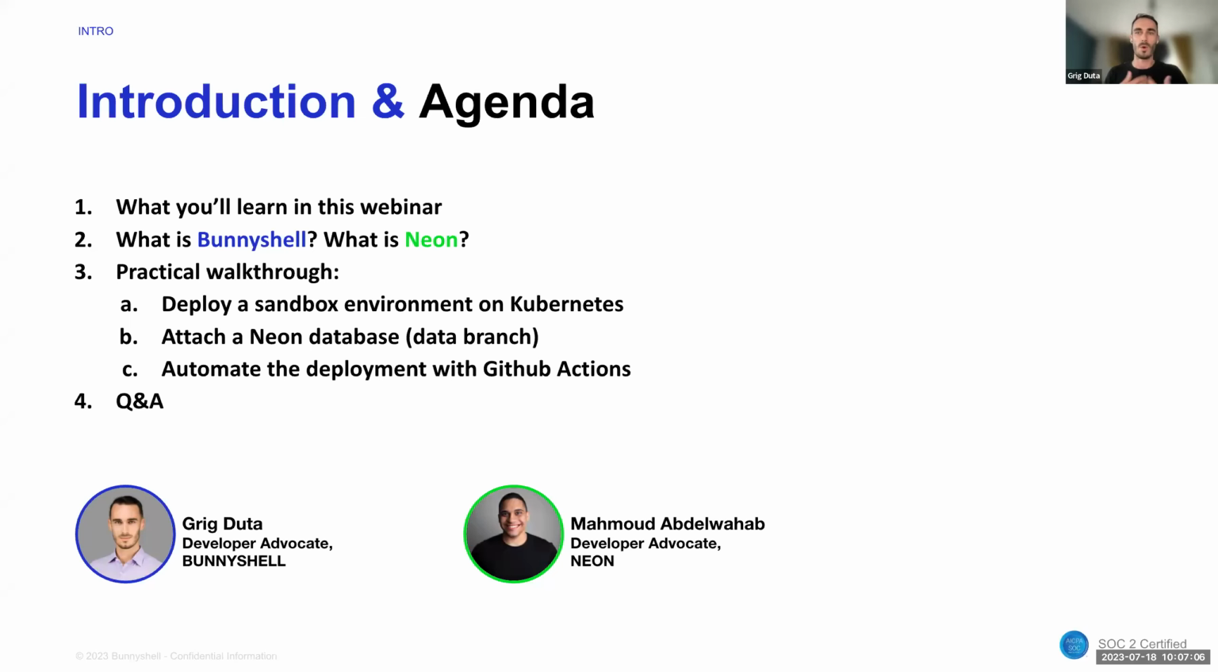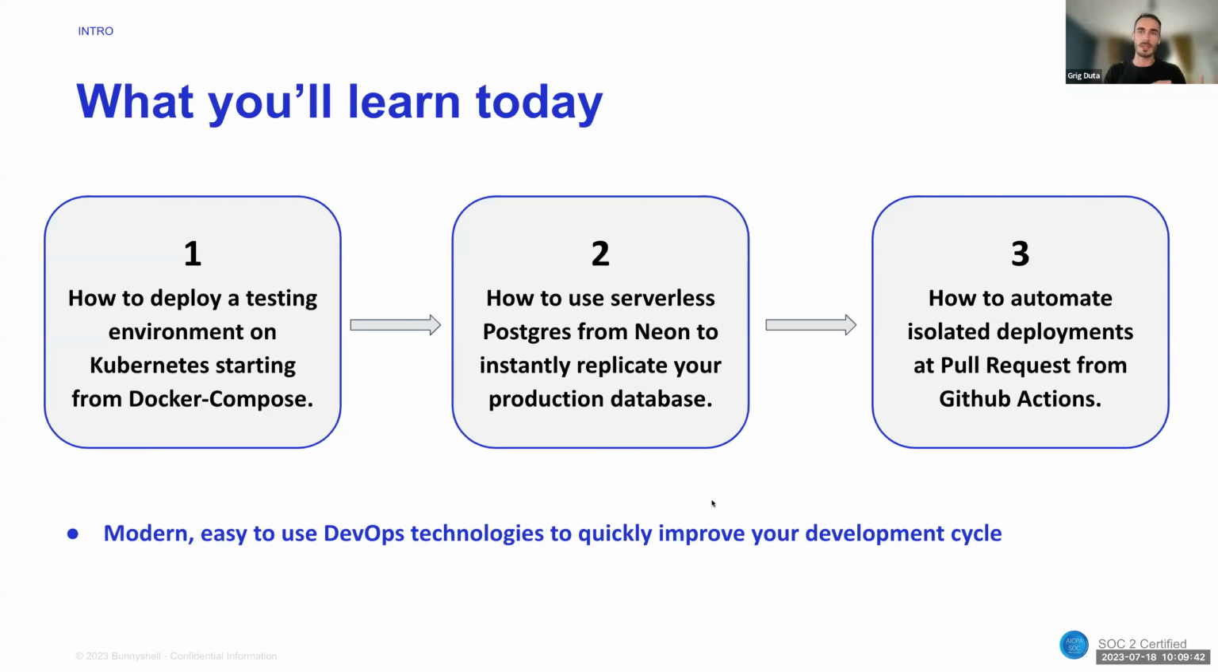And then we're going to go into the practical walkthrough where we're going to be deploying a sandbox environment on Kubernetes, starting from your Docker Compose files. Then the second step will be to attach a Neon Postgres serverless database to that environment. And lastly, we're going to be automating that environment spin up with each pull request, or at specific pull requests, with GitHub Actions. What you will learn today is essentially deploying a Docker Compose based application onto Kubernetes using Bunnyshell.